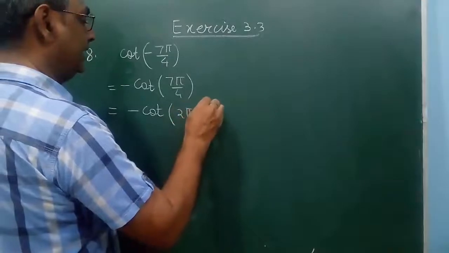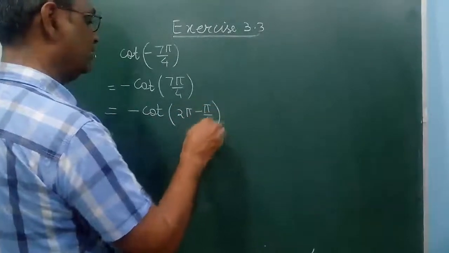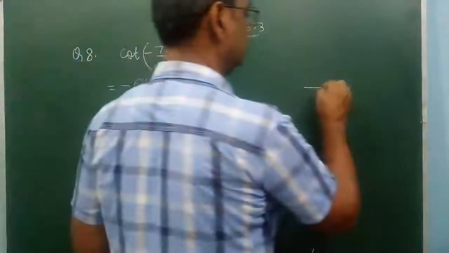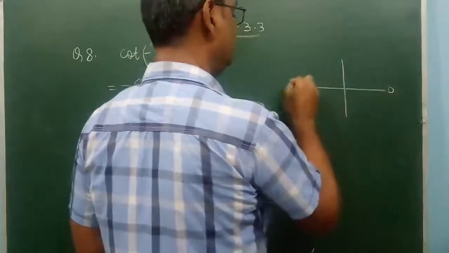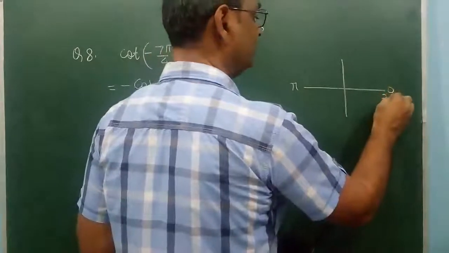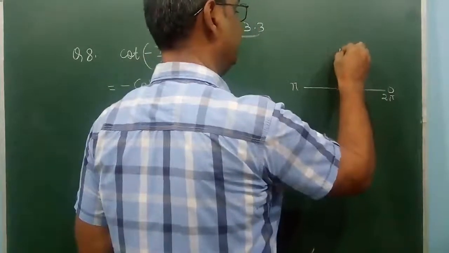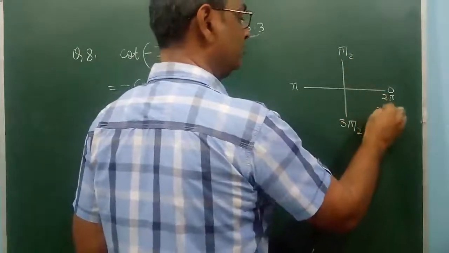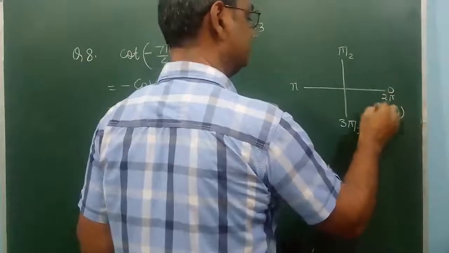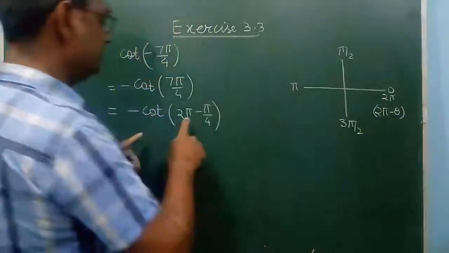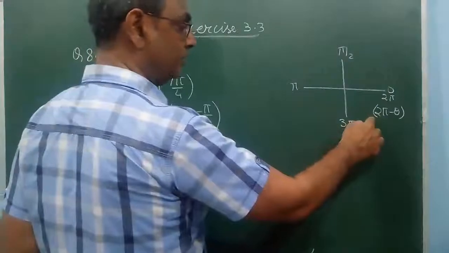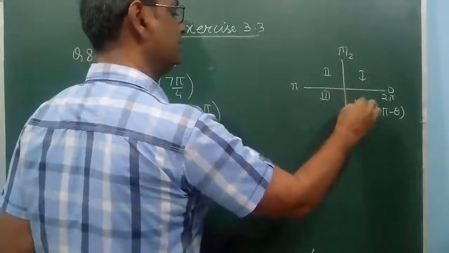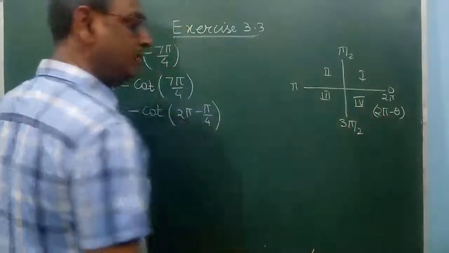2 pi minus pi by 4, and which quadrant it will be? See here, this is 0, pi and 2 pi, also here pi by 2 and here 3 pi by 2. So here 2 pi minus theta. 2 pi minus theta is in which quadrant? Fourth quadrant. This is first quadrant, this is second quadrant, this is third quadrant, and this is fourth quadrant. So this is in fourth quadrant.